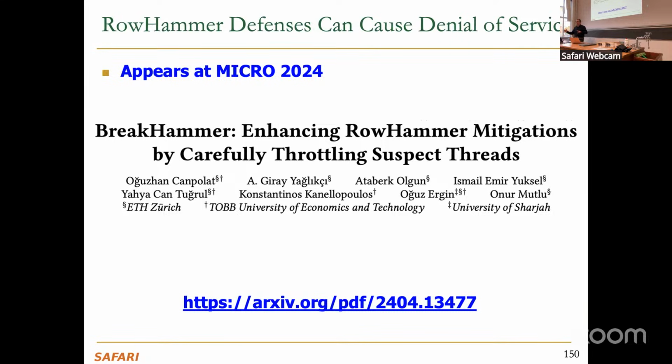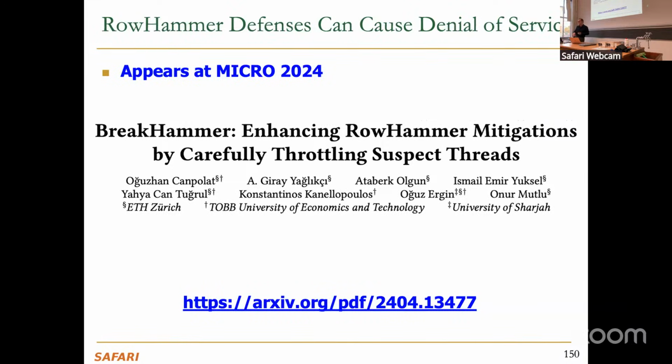But the configuration leads to a denial of service attack, meaning a program that would normally cause a bit flip cannot cause a bit flip anymore, but it's triggering so many of these mitigations that other programs cannot access memory as much. So it's very similar to memory performance attacks. It's a different kind of memory performance attack. And this paper discusses how you actually throttle suspect threads.